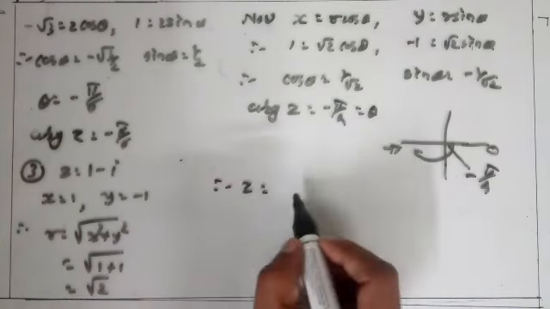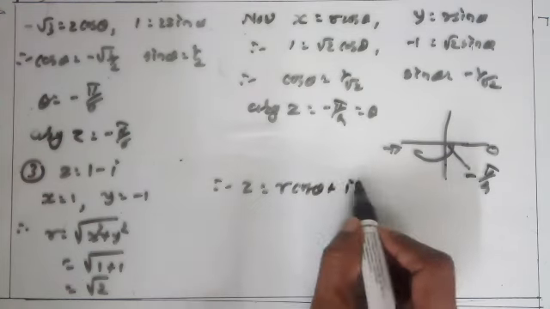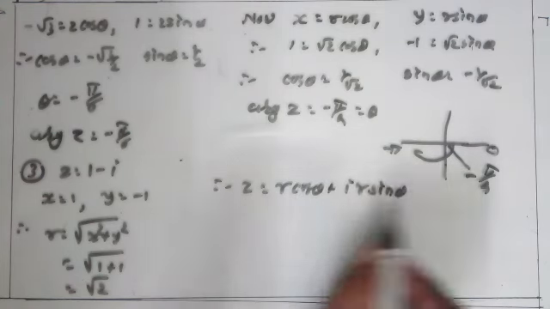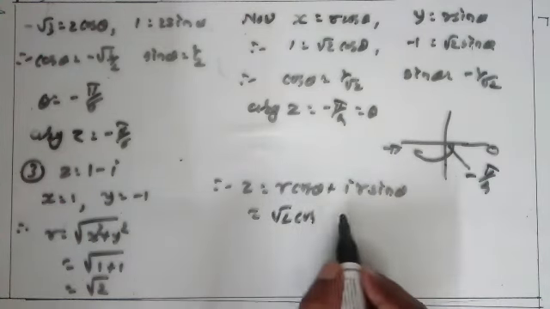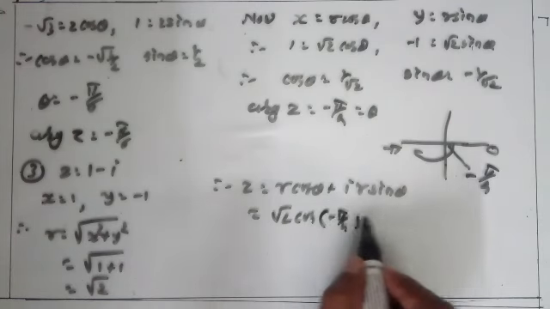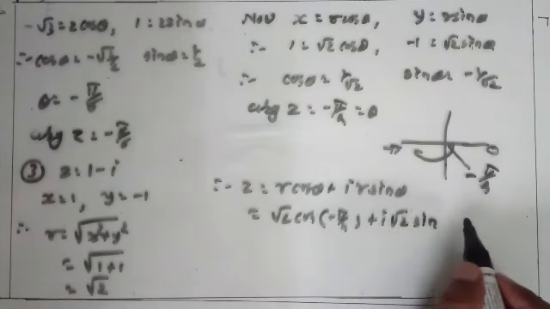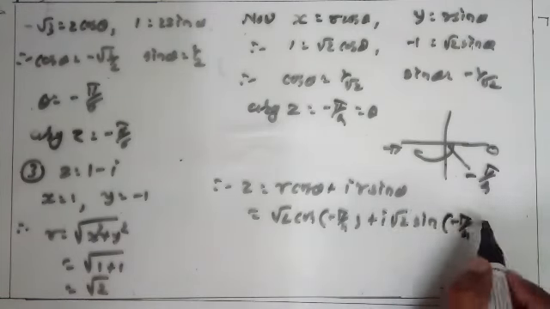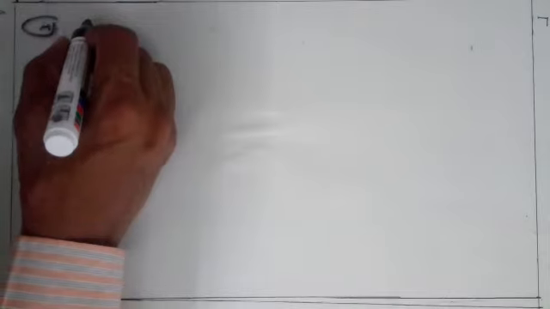Therefore z is equal to, we know the polar form, r cos theta plus i r sin theta. So r is equal to root 2, cos theta with theta equal to minus pi by 4, plus i, r is equal to root 2, sin theta with theta equal to minus pi by 4. Okay, so this is z. Clear this? Now question number 4. Minus 1 plus i. So this is the z.